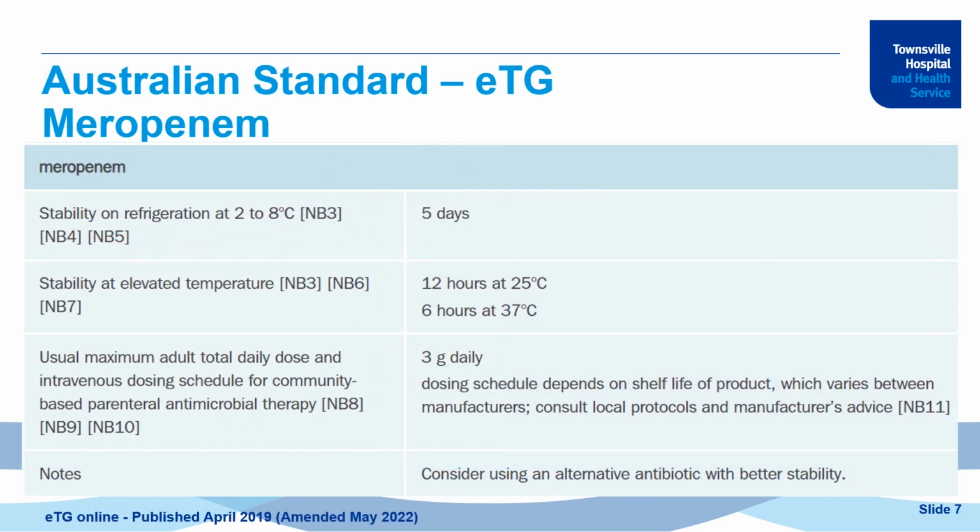Now, if you start looking specifically into meropenem, the ETG refers that it's got stability data backing its stability for 5 days in the fridge, and then at elevated temperatures, so at room temperature and at 37 degrees, we've only got 12 or 6 hours. And down the bottom there, you can see that it references that it basically suggests we shouldn't be using it. Consider an alternative antibiotic with better stability. So the ETG is pretty much driving us towards picking other options. It's not stable to be used in OPAT.